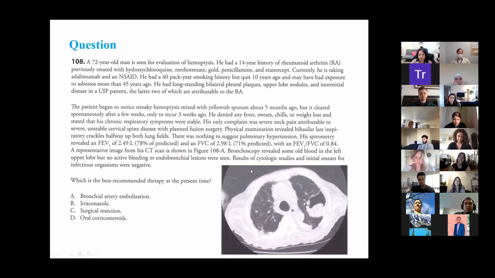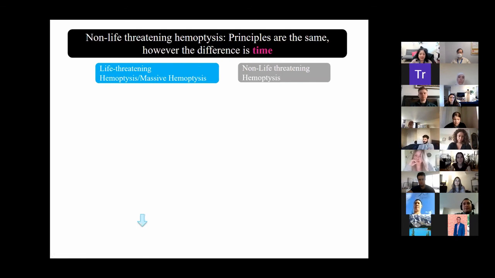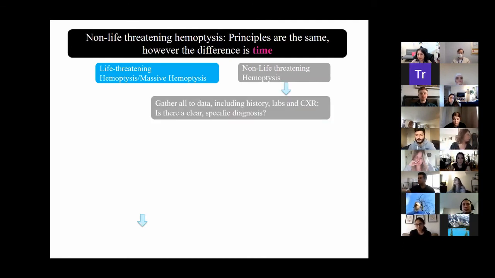All right, awesome. So a little segue here. We've been talking a lot about life-threatening hemoptysis, but most of what you're going to see is non-life-threatening. So it's the same principles. The difference is that you have time, right? So you don't have to do everything in the first few minutes of seeing your patient. You have time to think.